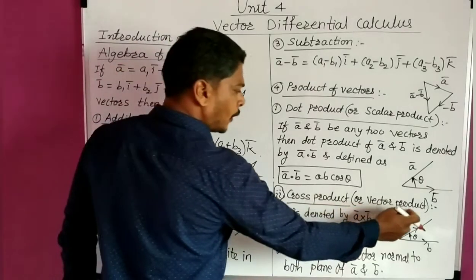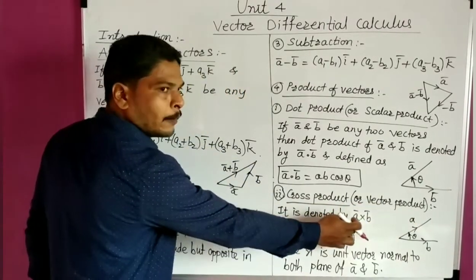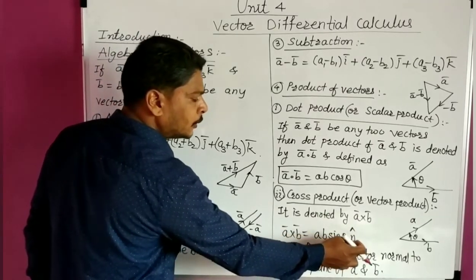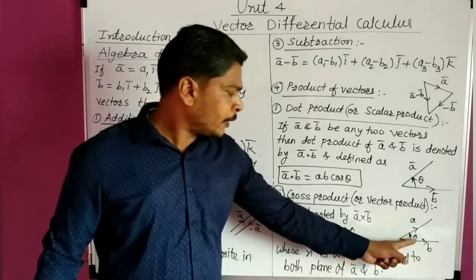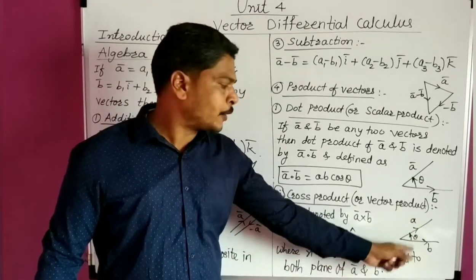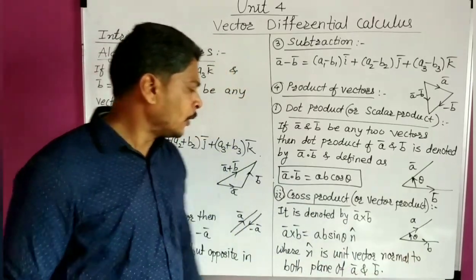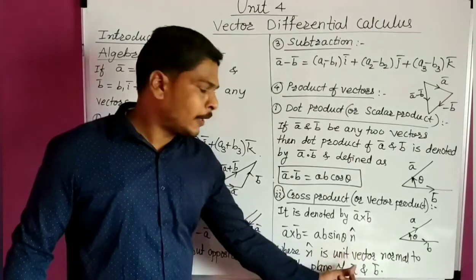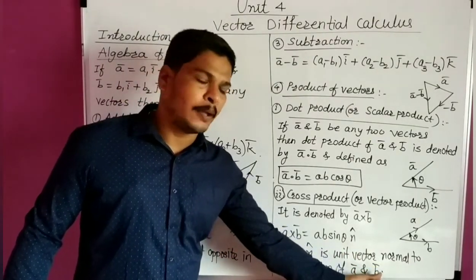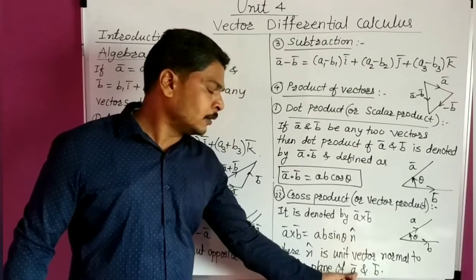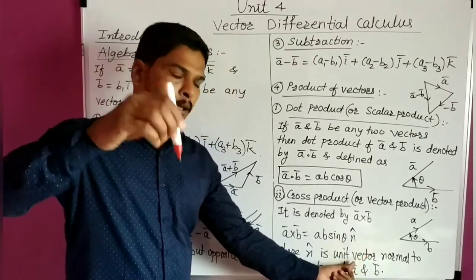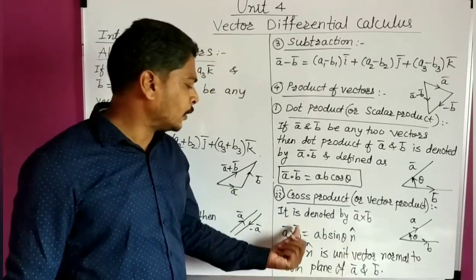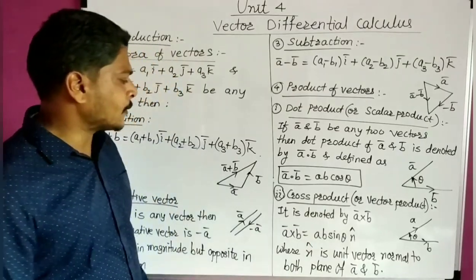That's why this is also called vector product. It is denoted by a bar cross b bar and defined as a bar cross b bar is equal to ab sin theta into n cap. Same way here, theta is the angle between these two vectors, measured in anti-clockwise direction, and this n cap is a unit vector which is normal to the plane of a bar as well as b bar. So in that way we can find n cap and then the cross product of two vectors.